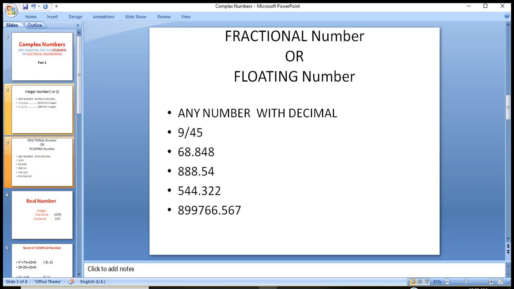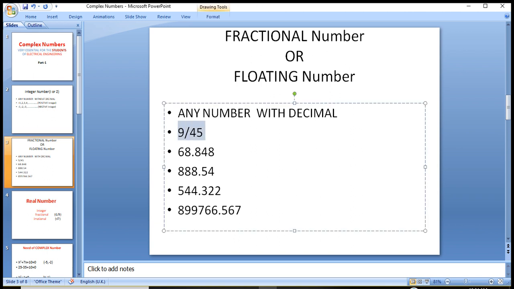Now we come to fractional numbers, floating point numbers. Floating point numbers are decimal numbers having decimal points, or numbers in the form of P upon Q. Any number with a decimal or any number in the form of P upon Q, like 9 upon 45, 68.848, 88.54, 544.322, 899766.567. All these numbers are decimal numbers.